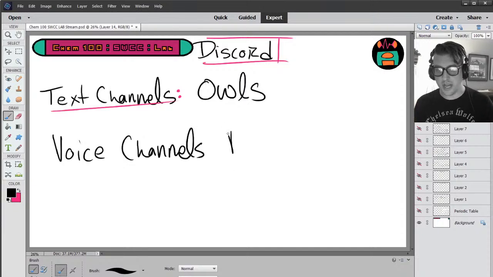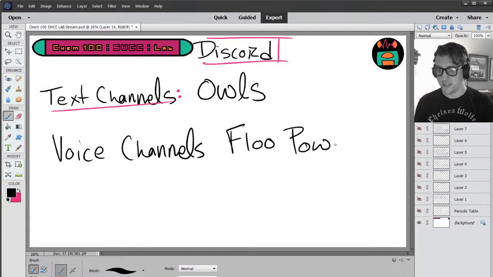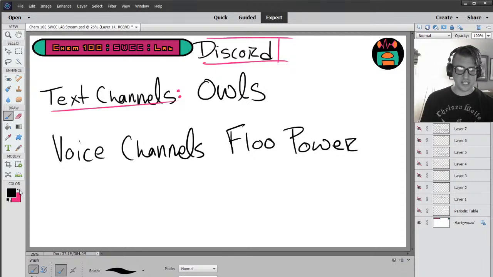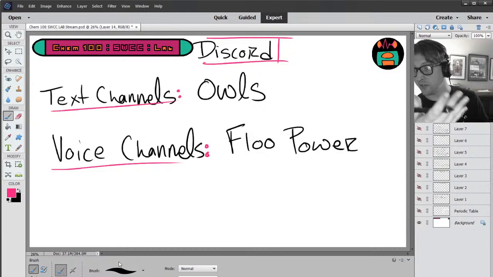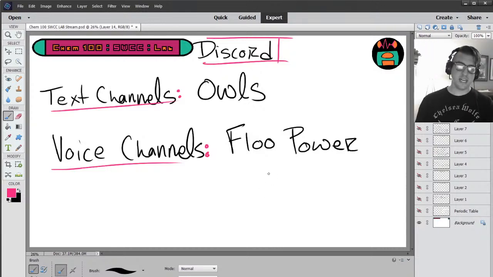which, for those of you who have read the books or seen the movies, was the substance that you could throw into the fireplace and then make your face appear in someone else's fireplace, like how Sirius Black talks to Harry. So if you're wondering what this by owl, by floo powder is, owls are the text channels. Floo powder are your voice channels.